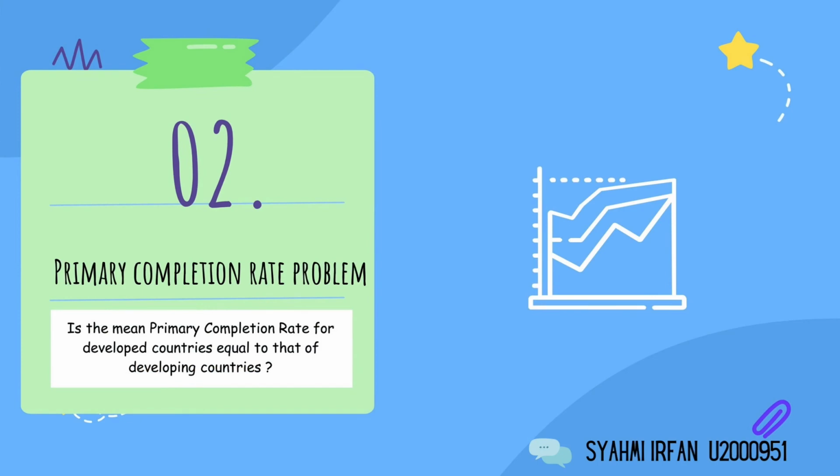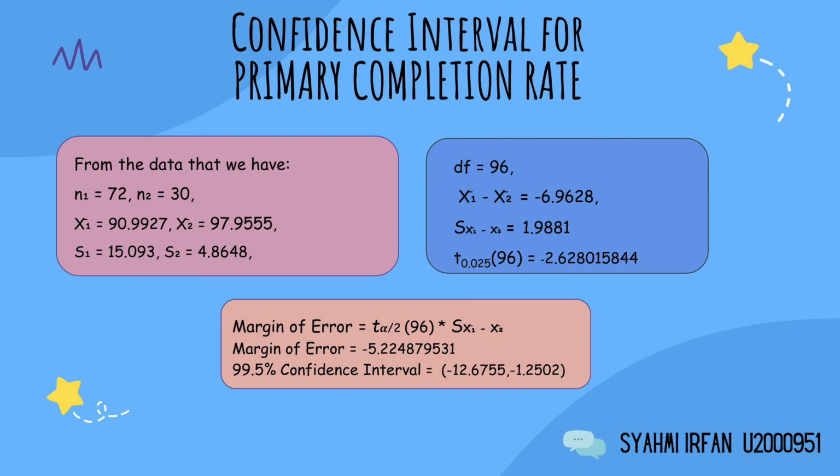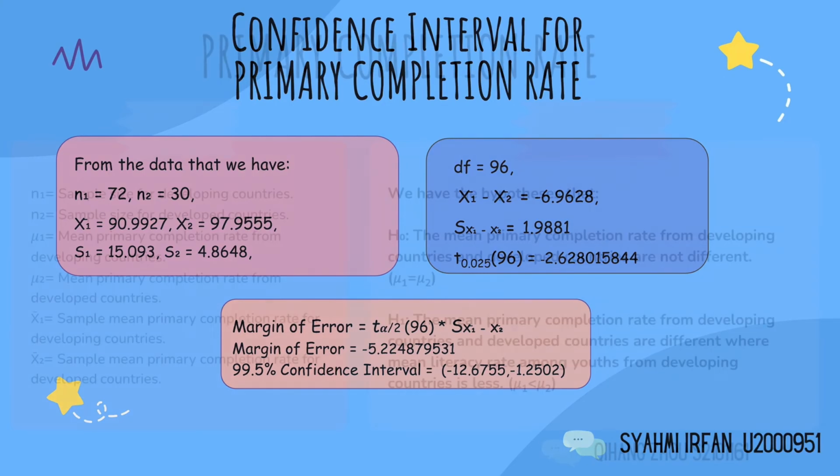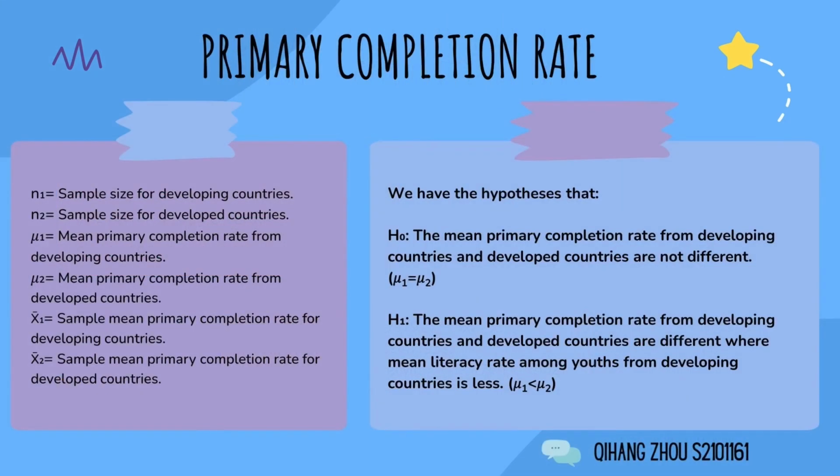Is the mean primary completion rate for developed countries equal to that of developing countries? For the confidence interval for primary completion rate, it is calculated the same way as the confidence interval for the literacy rate of youth. So, the value for the 99.5% confidence interval is also as stated in the slide. Likewise, we make two hypotheses in this part like what we have done above. The null hypothesis is that the mean primary completion rate from developing countries and developed countries are not different, whose alternative is that the mean from developing countries is less.